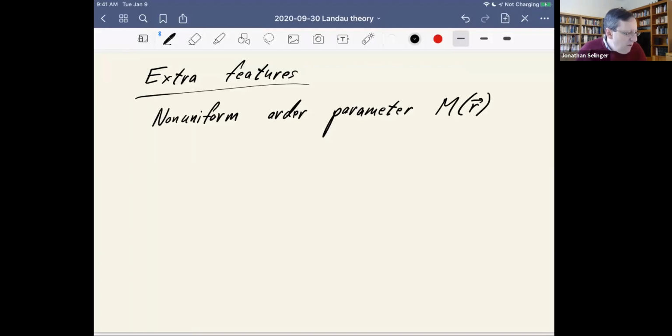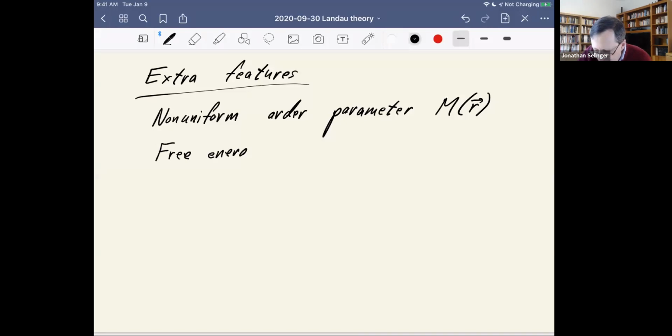Well, for one thing, the free energy depends on M and M depends on R. So the free energy locally must depend on position. We could say there's a free energy density that depends on position.